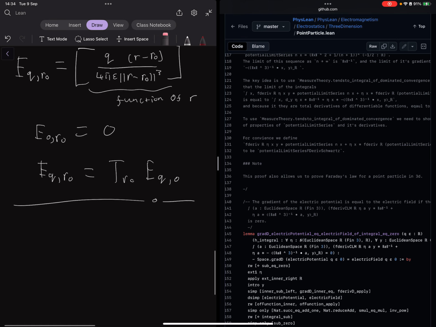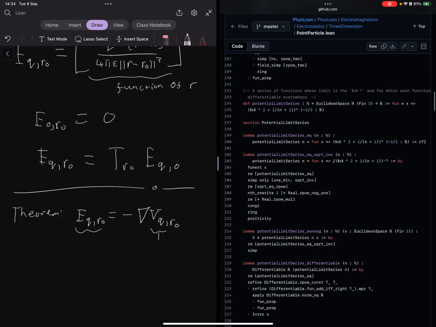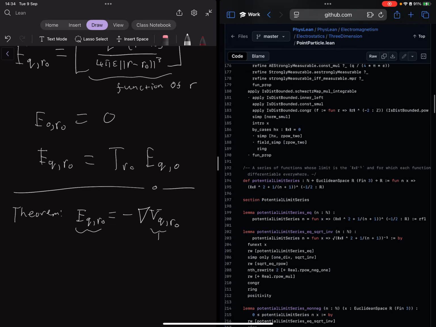Well, let me write this as a theorem, actually. So the theorem that we're going to prove is that the electric field at R0 is equal to minus the gradient of the potential. So the electric field is equal to the negative of the gradient of the electric potential. And this is what you would expect. So we're going to prove that, and we're going to show that is true.